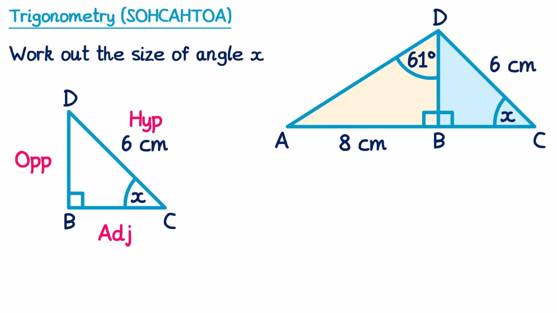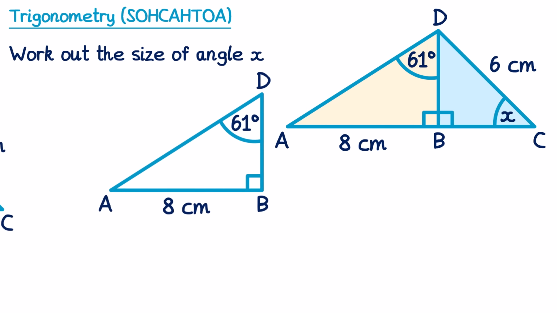Triangle ABD. Well, this triangle shares a side with the blue triangle, the length from B to D. So if we could find the length from B to D using this triangle, we'd be able to use it for the other triangle as well. And that's exactly what we're going to do. So we're going to take a closer look at triangle ABD.